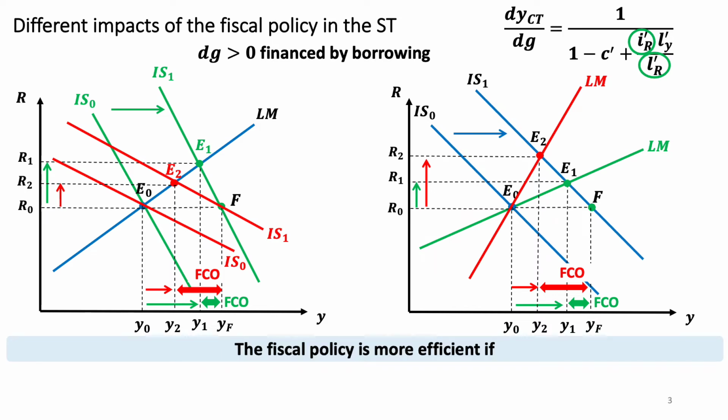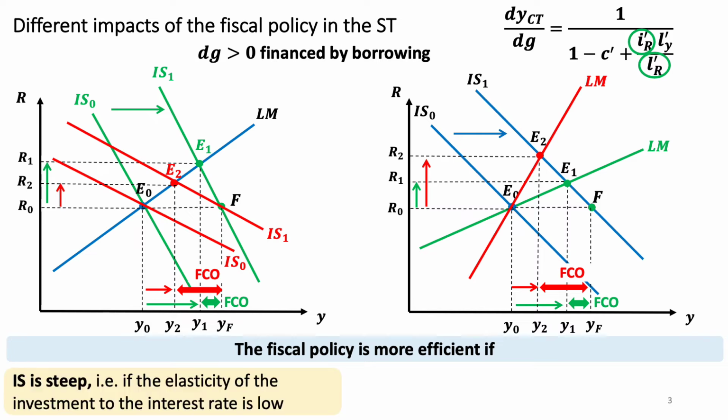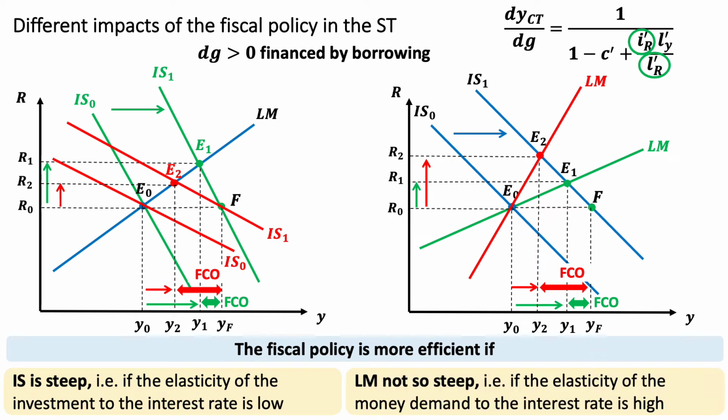Overall, to sum up, the fiscal policy is more efficient if IS is steep, meaning if the elasticity of the investment to the interest rate is low. And it is also more efficient if LM is not so steep, meaning if the elasticity of the money demand to the interest rate is high.